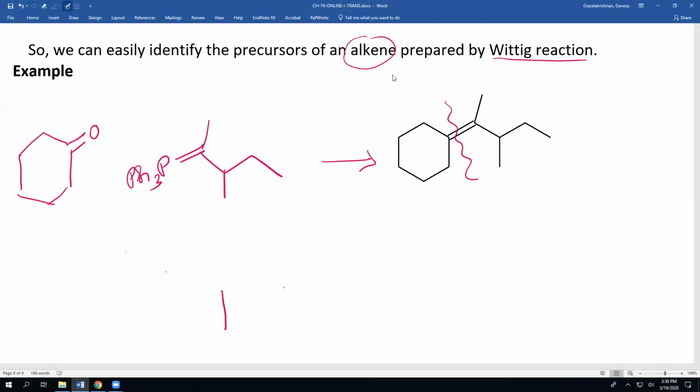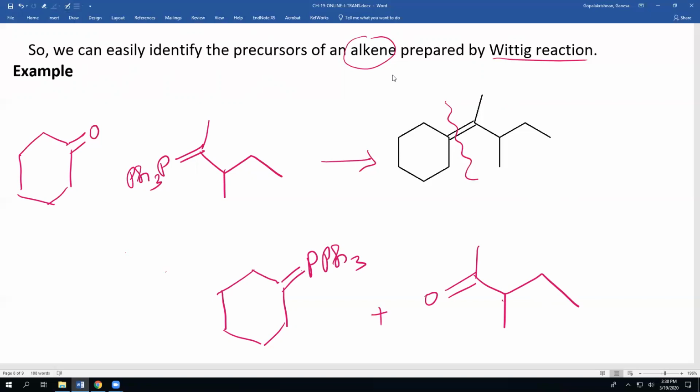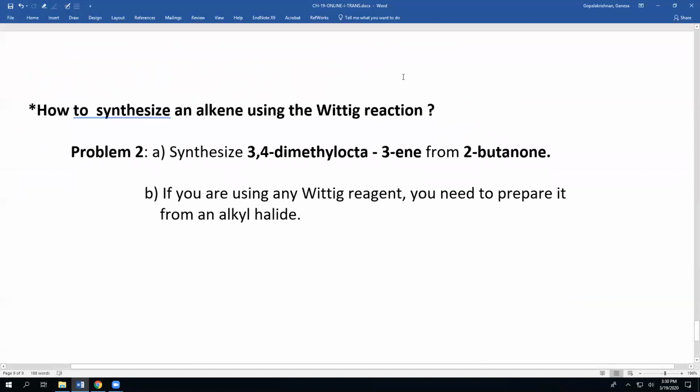You can also do it the other way. You have the same pieces, and you make this one the Wittig reagent. Remember, the phosphorus is bonded to the double bond carbon. So if you use this ketone and this Wittig reagent, they will also produce this product. It's pretty simple to figure out. We can do some synthesis. We can synthesize a big alkene by using the Wittig reaction.